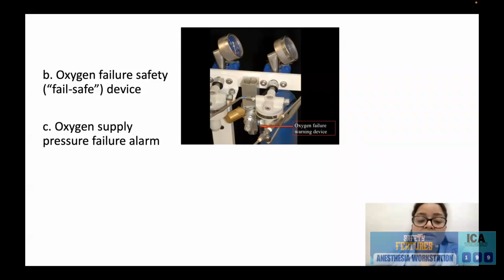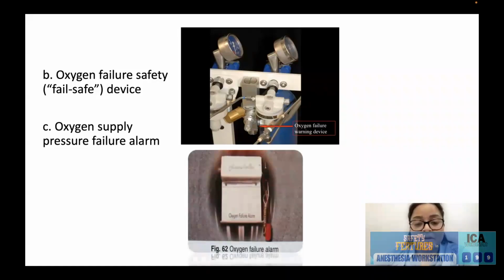Then comes the oxygen supply pressure failure alarm. Obviously, the purpose of this alarm is to alert the anesthesiologist of the failure of the central oxygen supply so that appropriate measures can be taken, like opening a cylinder, or we can reduce the use of oxygen, or we can obtain additional cylinders.